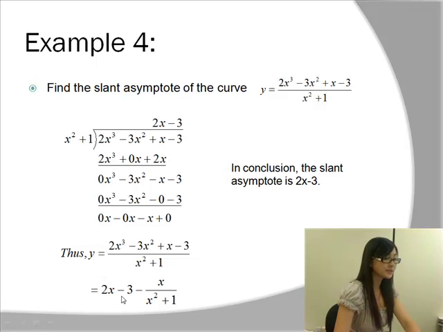Thus, y equals 2x minus 3 minus x over x squared plus 1, where the minus comes from the negative x, and the x squared plus 1 is the divisor. So in conclusion, the slant asymptote is y equals 2x minus 3.